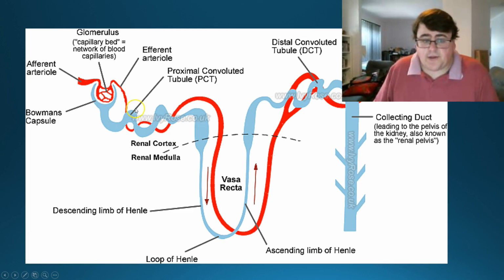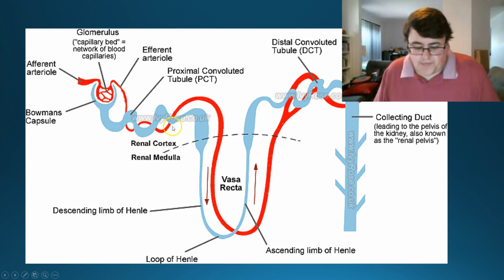I should have said that to start with. So obviously your red is going to be your blood vessels. So the filtrate is now in our nephron, and as it makes its way through the nephron, anything that our body's going to deem useful and we shouldn't be getting rid of is reabsorbed back into the blood.